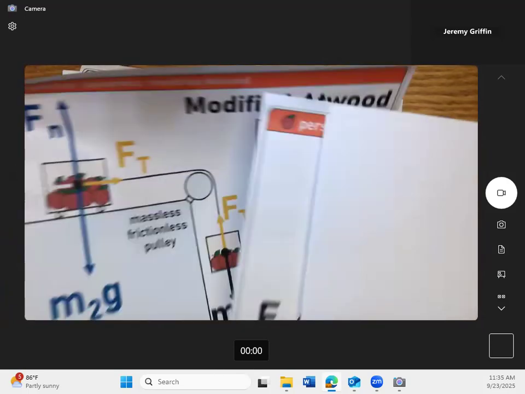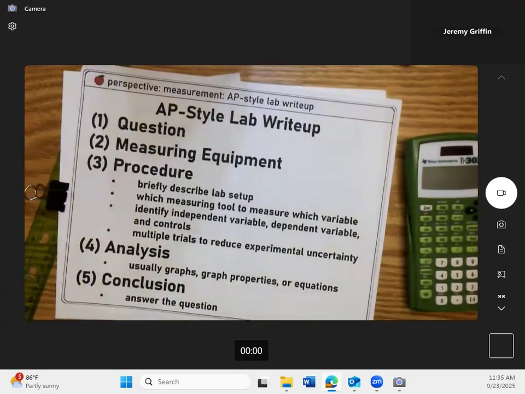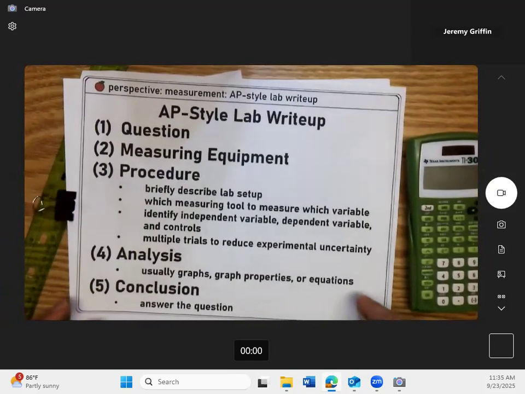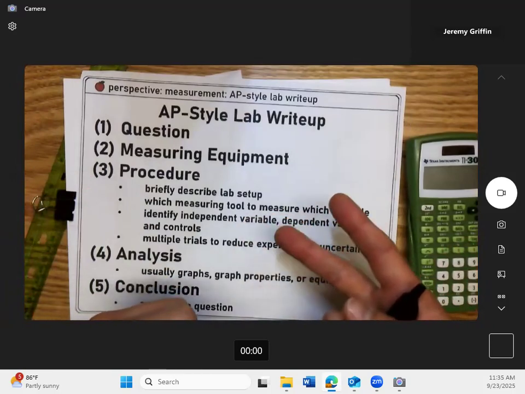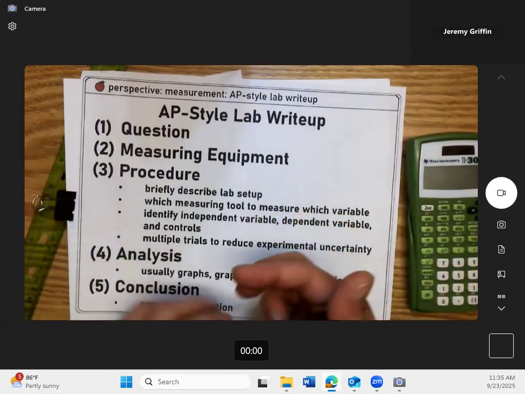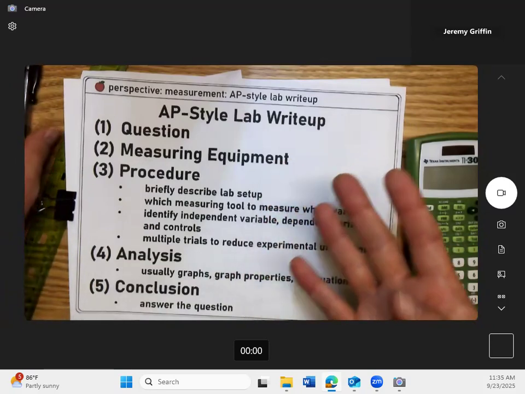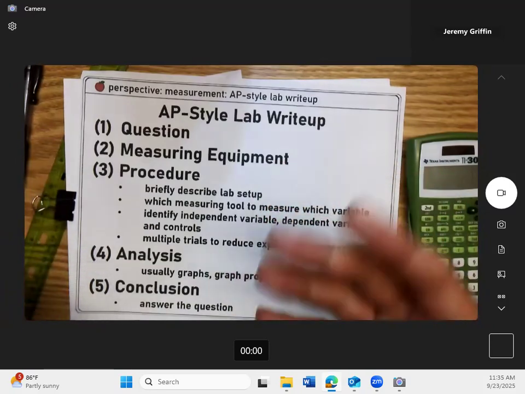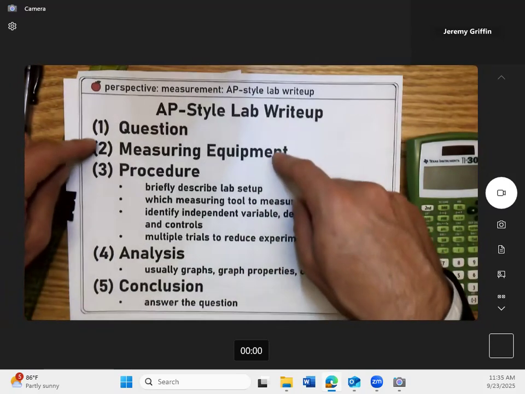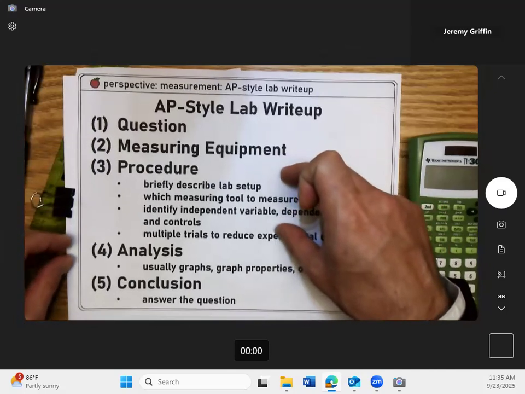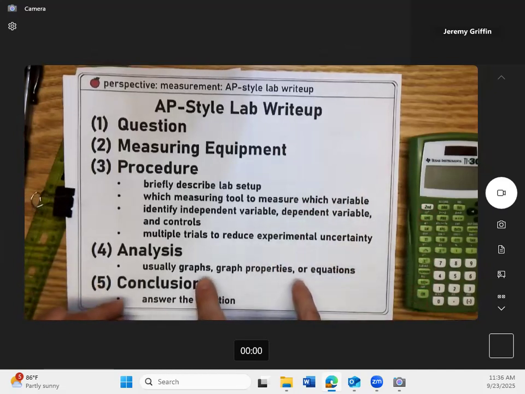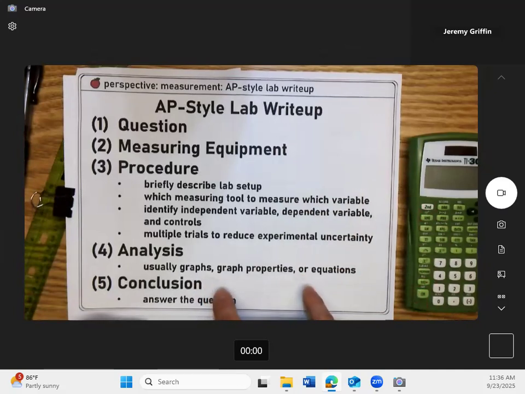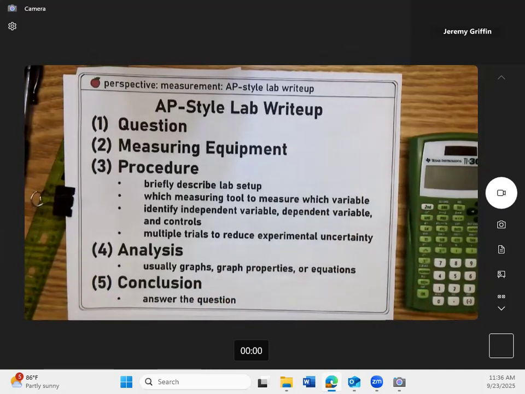Now, I do want you guys, since you're AP, to do one AP style write-up. So that's 4 types of experiments. There are 2 ways to determine coefficient of friction, and then you have the classic Atwood and the modified Atwood. So it's 4 experiments that we're doing over these 3 days. Just take one of those 4 and do an AP style write-up. So: question, measuring equipment, procedure, 4 or 5 steps, usually 6 steps. Analysis, in this case these graphs on the friction lab, or maybe equations you can determine from the Atwoods. And then a conclusion to answer your question.